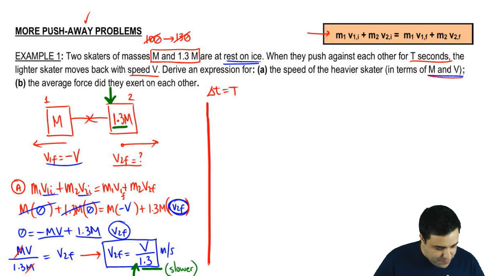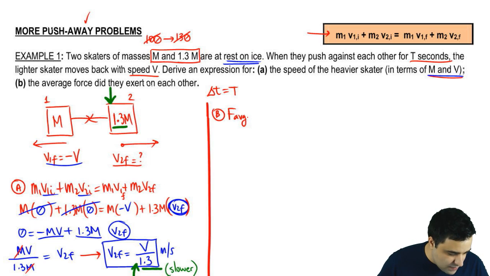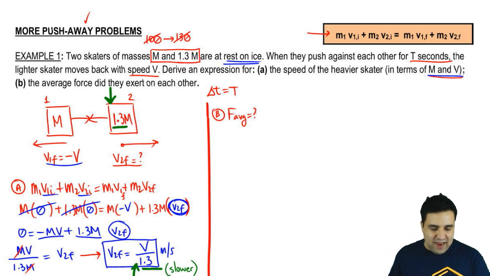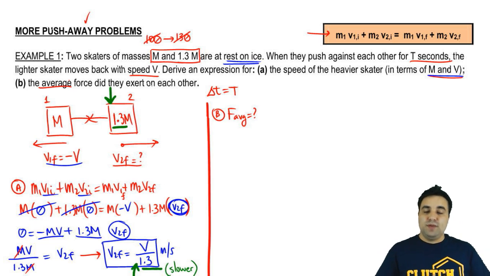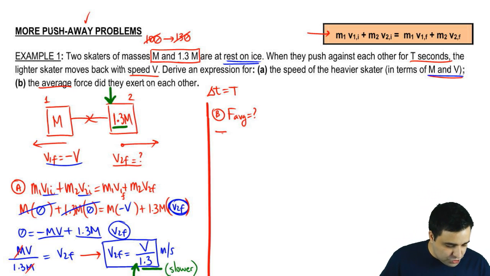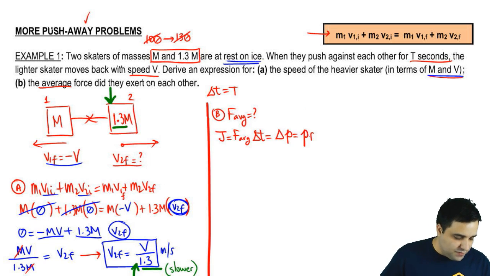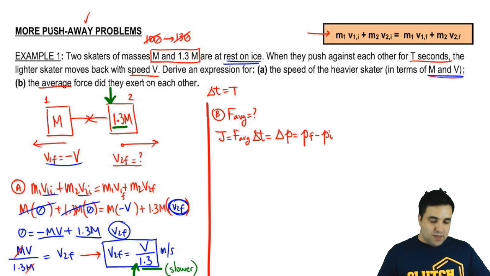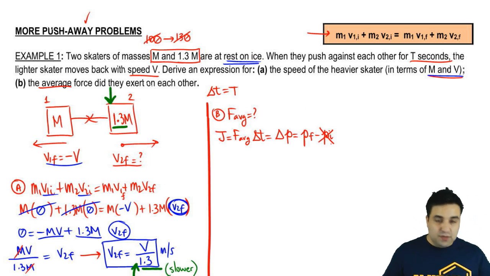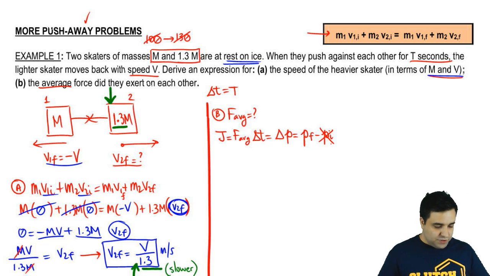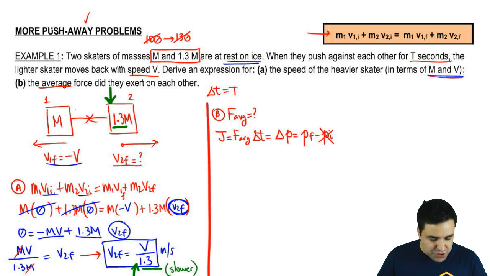All right, so part B is a little bit more tricky. We want to know what is the average force. Now here, I hope the word average gives you a hint that you should be using impulse. Remember, impulse, J is force average times delta T, equals the change in momentum. Now remember, change in momentum means P final minus P initial. In this particular problem, there is no momentum initial because the two objects aren't moving, right? They're initially at rest.